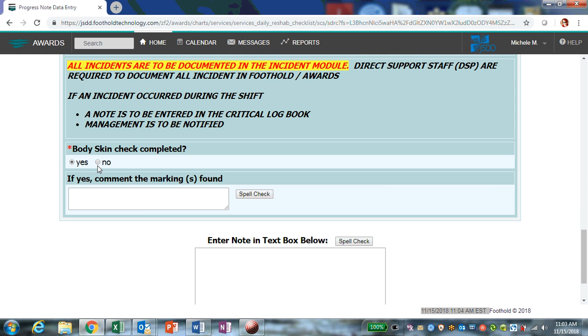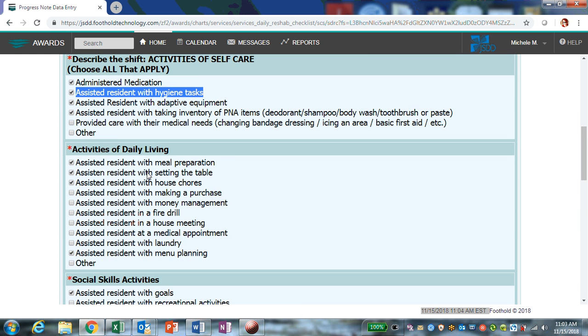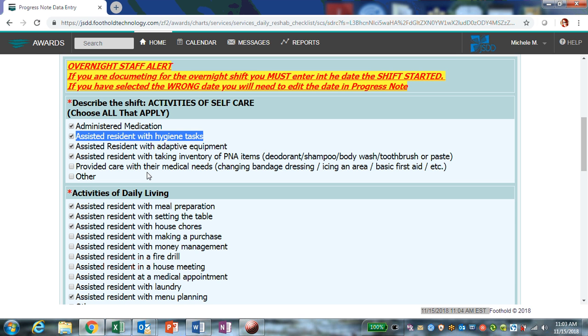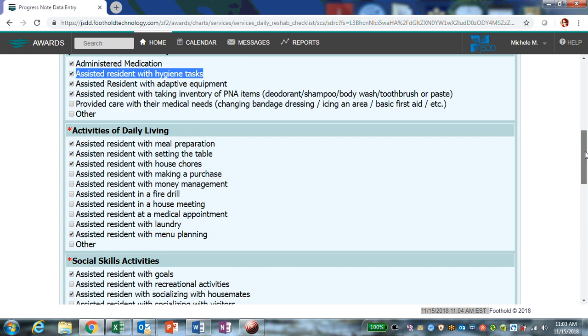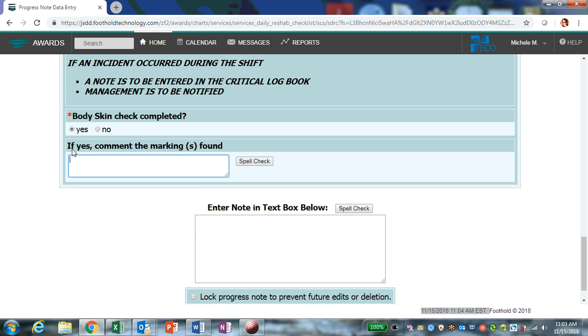The only time that that's appropriate to write no is if assisting in hygiene tasks only means dental, but they really don't need assistance in bathing, then you might want to indicate that. But very rarely do we have an individual that needs assistance in brushing and not showering. So this is why that's expected. If I select yes here and I don't write anything here as to the comment, the markings found, then I'm going to get an error message. If you did not find anything, so again, we are trying to reduce the amount of time it takes you to fill out the form. So it's not a 3-step question anymore.